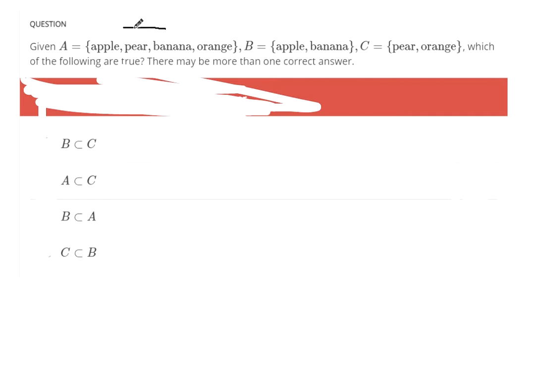A set in mathematics, this is a set right here. A set is like a collection of items. It doesn't have to be just numbers. We're in this set A, where it's a collection of different types of fruits. We separate each element of the set by a comma.